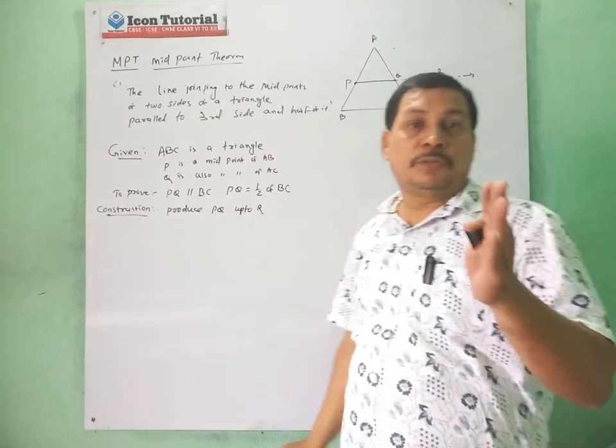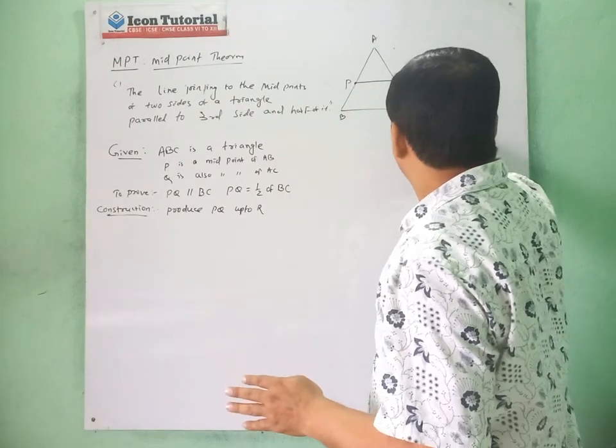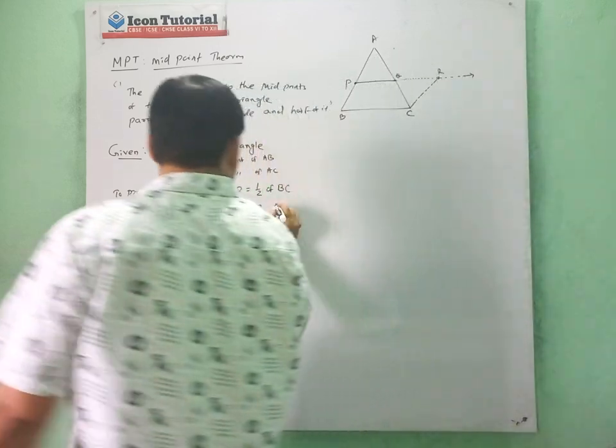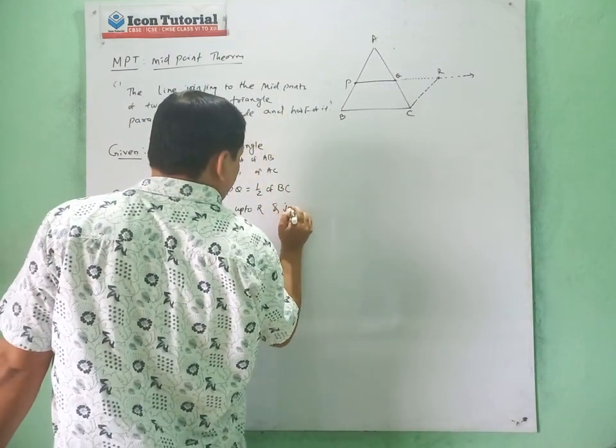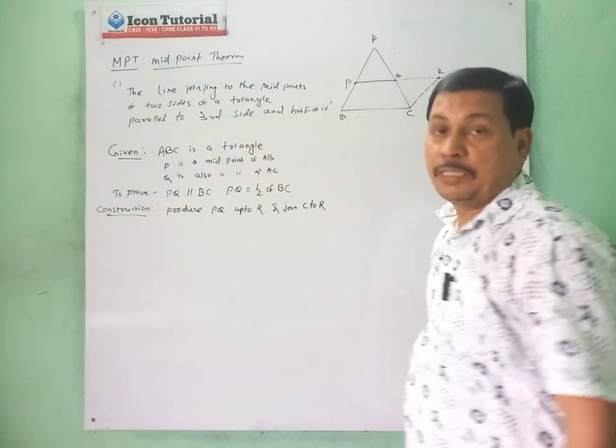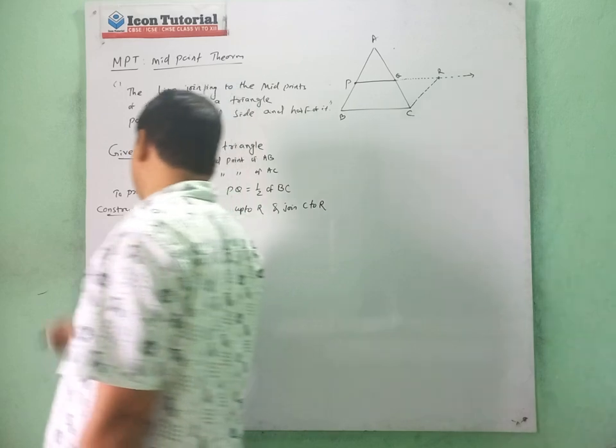So when PQ is produced up to R, join C to R. So C to R you can join. Now the proof.